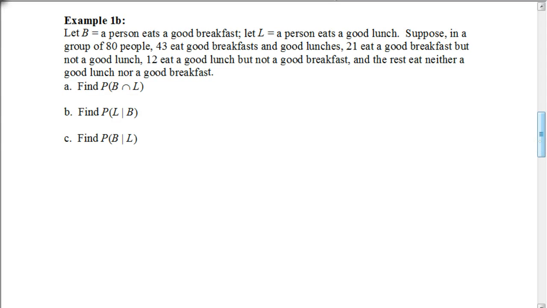Let's look at this one together. Here it says, let B be the possibility that a person eats a good breakfast, and let L be a person eats a good lunch. Suppose in a group of 80 people, 43 eat good breakfasts and good lunches, 21 eat a good breakfast but not a good lunch, 12 eat a good lunch but not a good breakfast, and the rest eat neither a good lunch nor a good breakfast. A lot of information there.